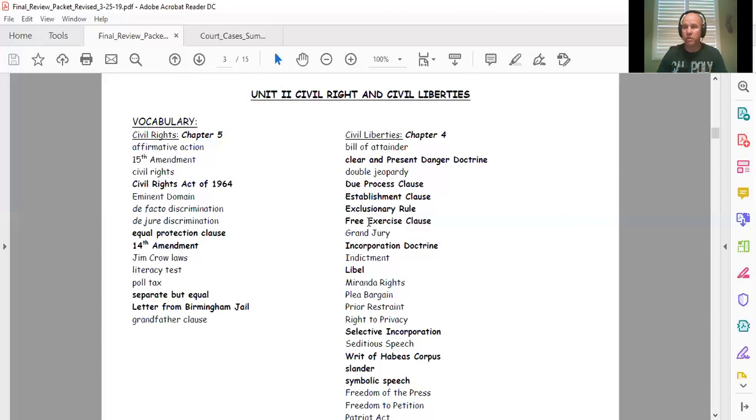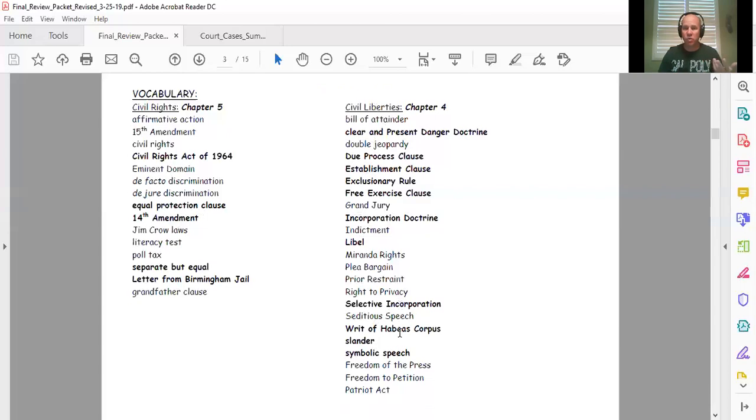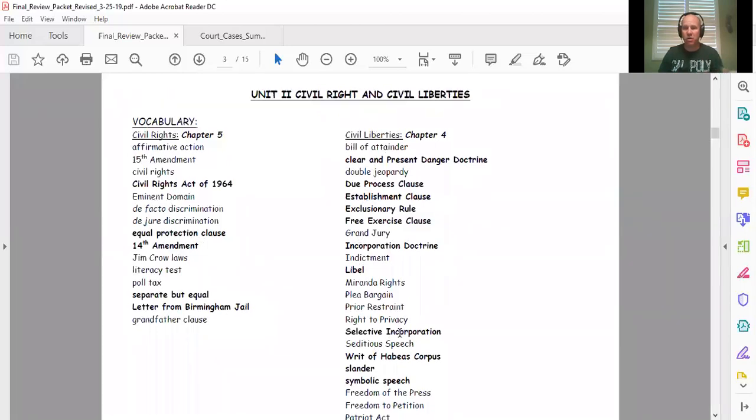So we're going to cover all these court cases and just keep coming back to that. The Incorporation Doctrine is where we apply the Bill of Rights to the states. And then there's a couple different kinds. There's selective incorporation, which means on a case-by-case basis, which is how we've done it. And then there's total incorporation, which is applying all the Bill of Rights at once. Okay? So Equal Protection Clause incorporates your civil rights. Due Process Clause incorporates your civil liberties.